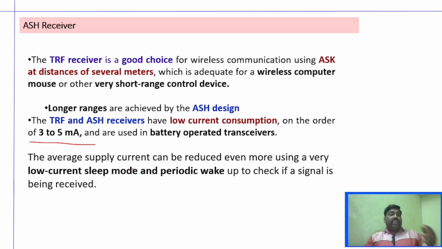And this ASH receiver has higher selectivity than the TRF receiver, as I said, and we can also improve this ASH receiver for a longer range. Not only for short range devices, we can make it for a longer range if we can improve the sensitivity of this ASH receiver. The sensitivity must be equal to a superheterodyne receiver or a regenerative receiver, something like that, so that it can cover a longer distance.